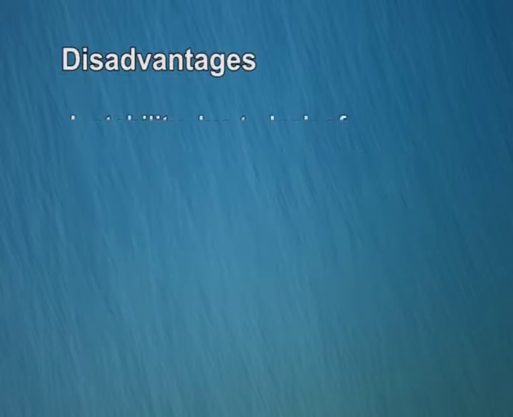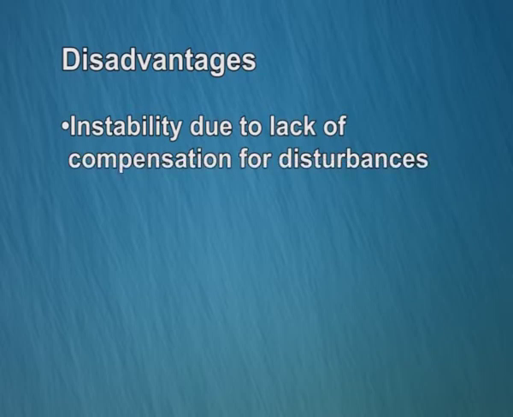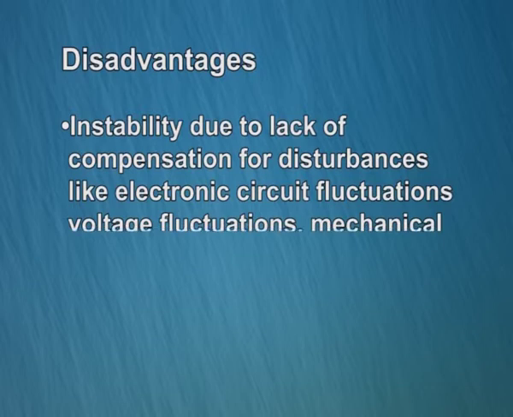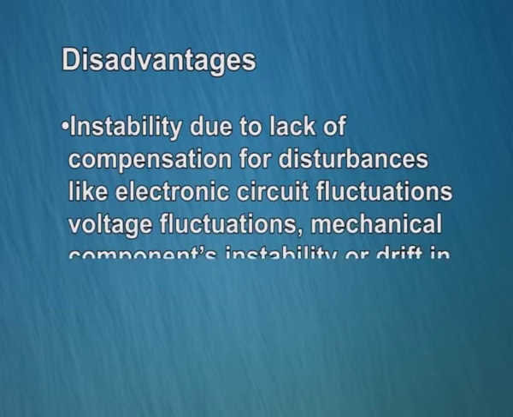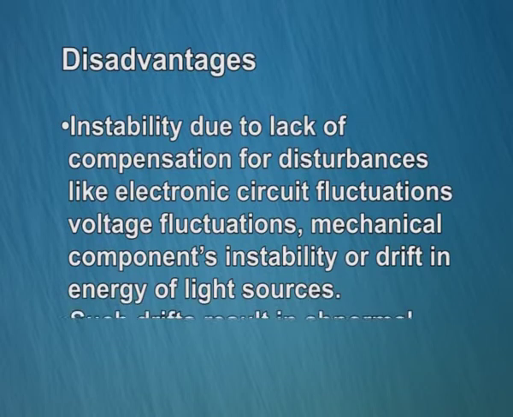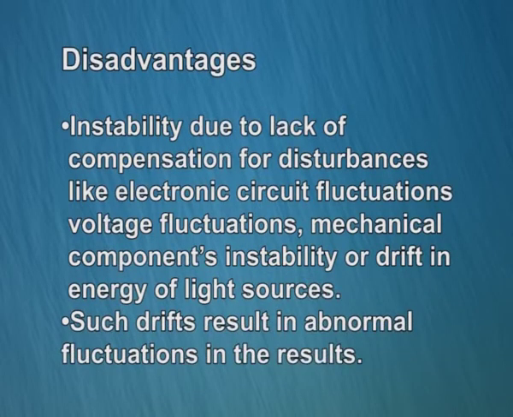Disadvantages: instability due to lack of compensation for disturbances like electronic circuit fluctuations, voltage fluctuations, mechanical components instability, or drift in energy of light sources. Such drifts result in abnormal fluctuations in the result. Now we will see double beam systems.